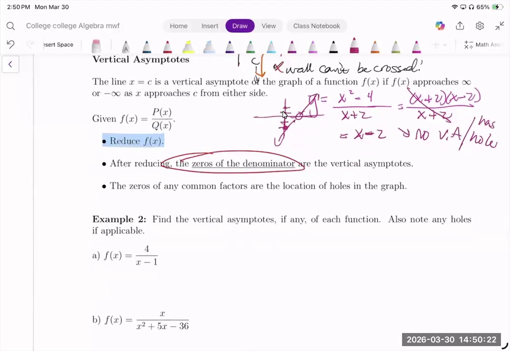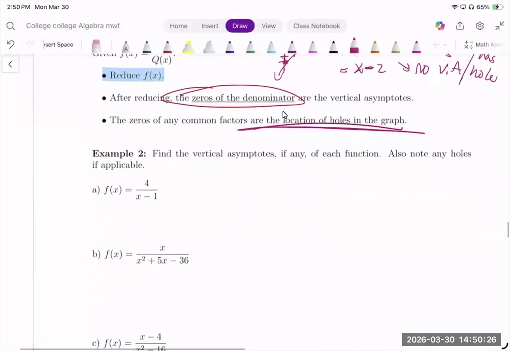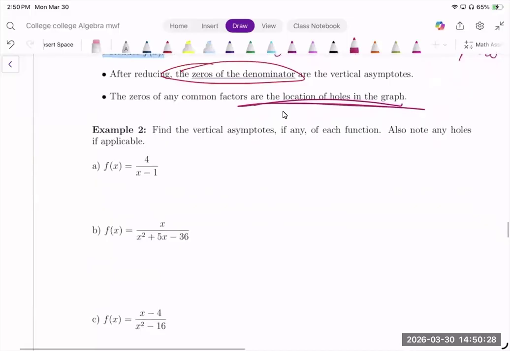So zeros of any common factors are the locations of holes. That's what I was talking about. So find vertical asymptotes, if any. Notice if there are any holes. So one, you always want to reduce first. Reduce first. That's an exclamation point.